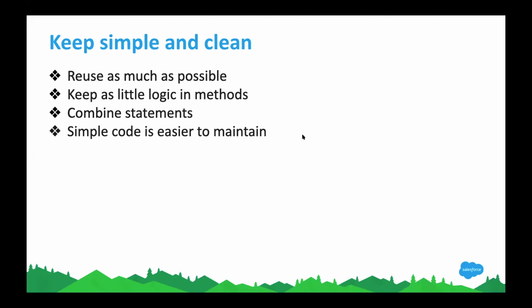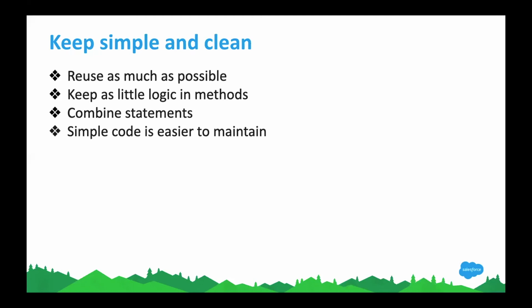Second point is keep simple and clean. I know a few developers used to code a little bit more than what is required. A few key points to highlight here. The first point is reuse as much as possible. Say for example, you create a method and put it in a common utility class so that you can call that particular common utility class each and every time you want that particular logic. Keep as little logic in methods. This means you have to fragment your commonly used methods into pieces. For example, you can have your service class separately, your transformation class separately, and your REST method separately, so that you can combine all this code into one single class whenever needed.